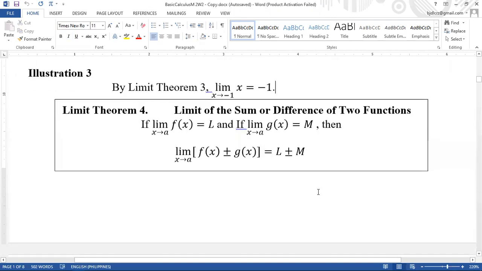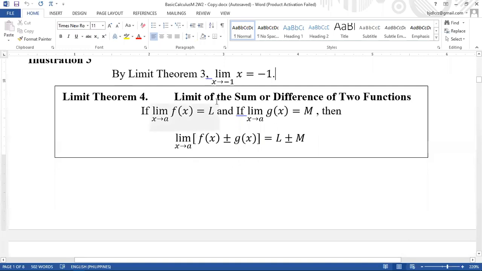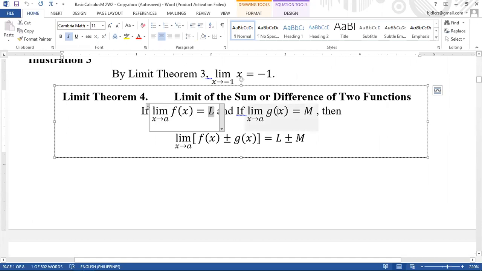Okay, next, limit theorem 4. The limit of the sum or difference of two functions. If the limit of f of x as x approaches a is equal to L, and the limit of g of x as x approaches a is equal to M, then the limit of f of x plus or minus g of x as x approaches a is equal to L plus or minus M.